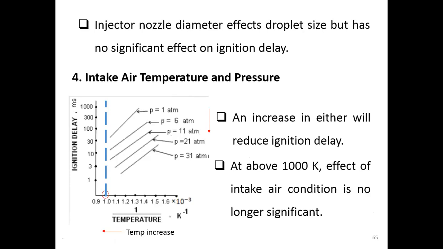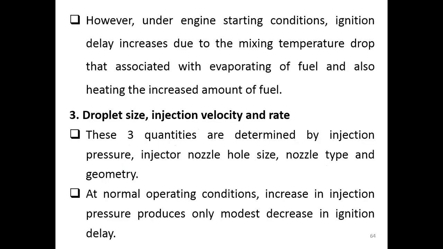the droplet size determines how fast the fuel can evaporate, and that is related to the time for the ignition delay and the time for the combustion to start. Even though it affects this droplet size, it had no significant effects on the ignition delay. So these two in overall, the injection pressure and the injector nozzle hole size, in conclusion, have little effect on the decrease in ignition delay here.